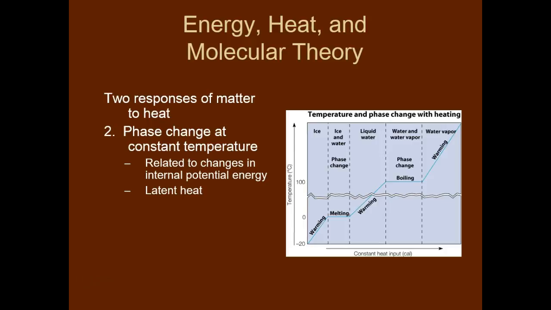Okay? Now this is the graph that was doing what I was waving my arms about before. Okay? When you're warming very cold ice, adding heat to it does increase the temperature. Use specific heat of the ice.